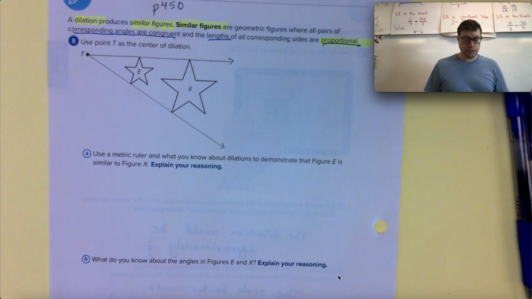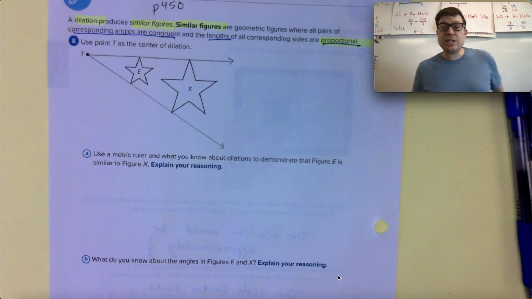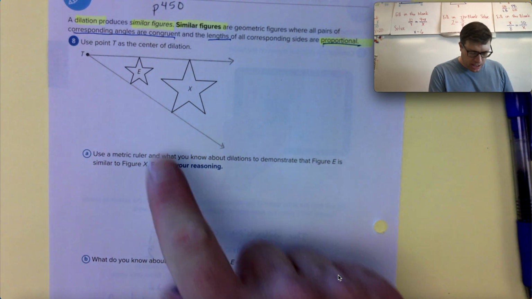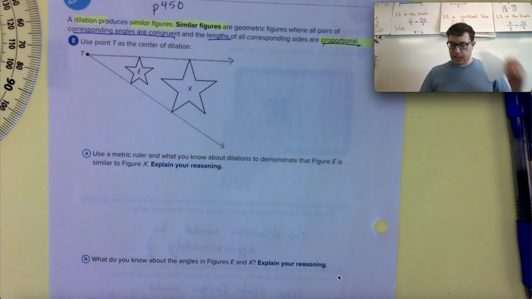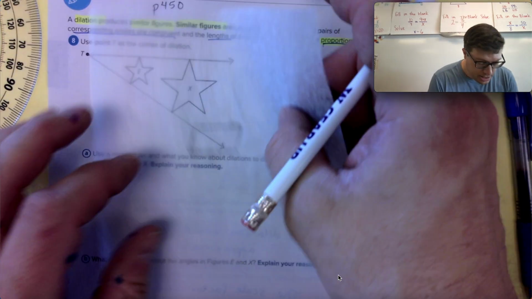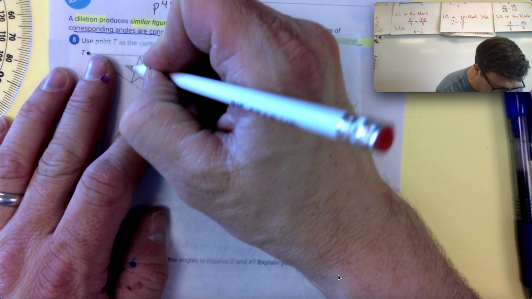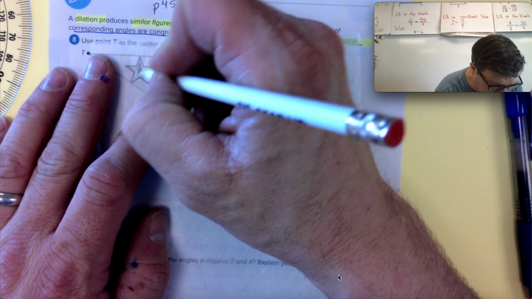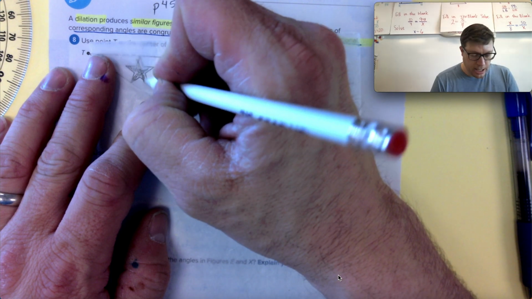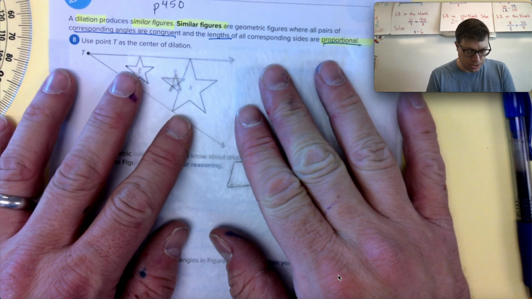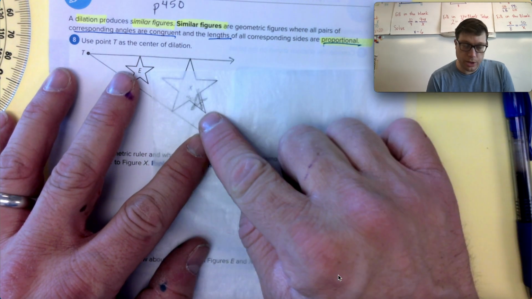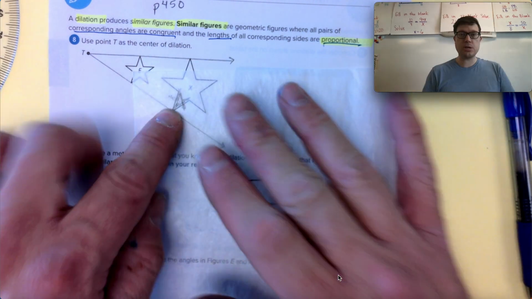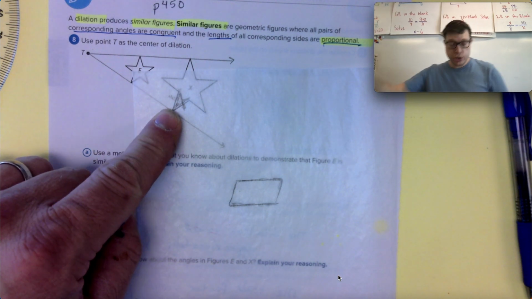Use a metric ruler, so centimeters and millimeters, and what you know about dilations to demonstrate that figure E is similar to figure X. One thing we could do to demonstrate similarity is to trace shape E, and I'm going to kind of just trace it by filling in the gaps here. And then as you slide it around, you can see the angles in the corners nestling perfectly into the angles of the image or the larger shape.